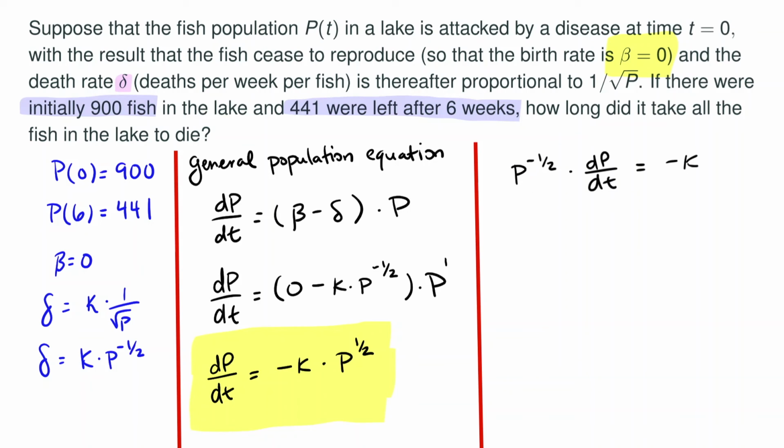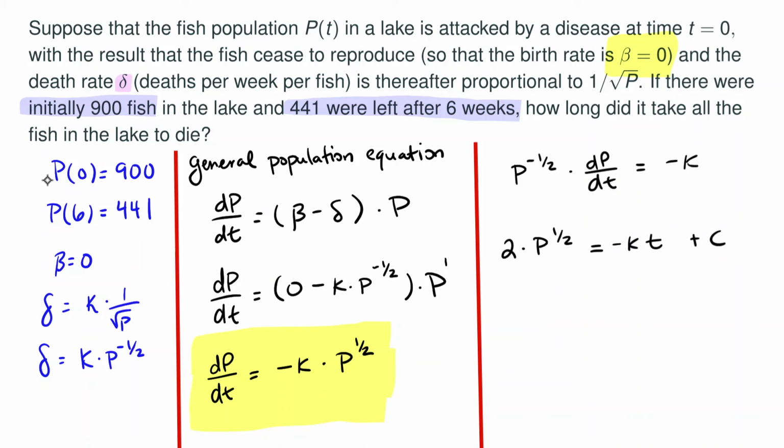This is just our polynomial. Integrating a polynomial, add 1 to the power and divide by it. Add 1 to the power of negative 1/2, and we get positive 1/2. Divide by that, we get 2 times p to the 1/2 equals negative kt plus c, as we integrate the right side with respect to t as well. Now, as we've done this, we see we have our constant of integration that appeared, and we had our proportionality constant. So in order to get an equation that works for us, we need to find out what are these two constants, and then we'll know how the population changes with respect to time.